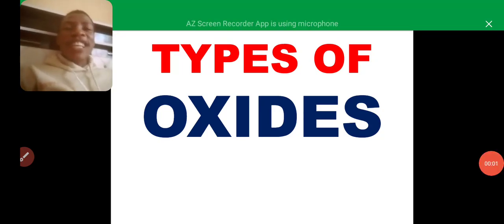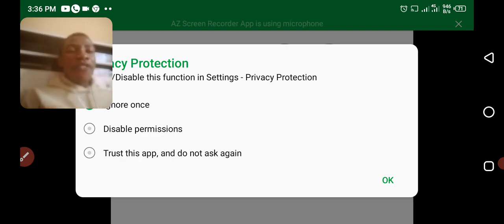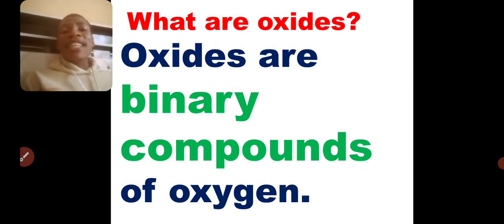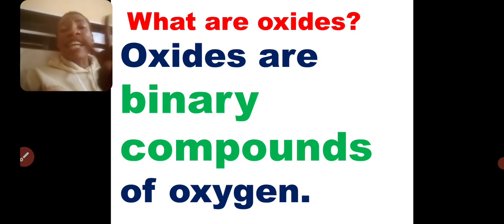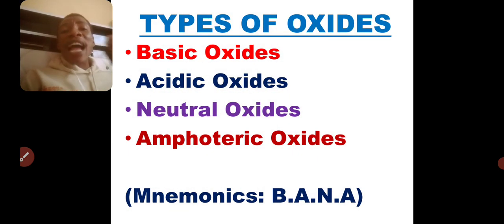It's that course again, and in this video we'll be looking at the types of oxides. First and foremost, what are oxides? Oxides are binary compounds of oxygen, a compound that has two elements, in which one of the elements is oxygen. You call them oxides. There are four major types of oxides. We have the basic oxide, acidic oxide, neutral oxide, and amphoteric oxide.